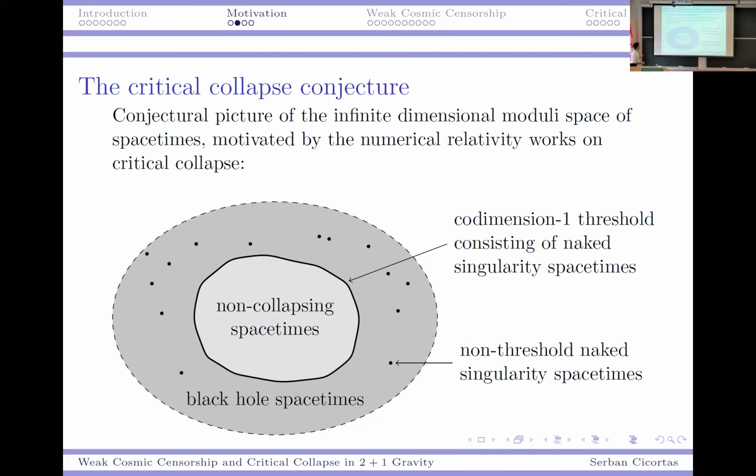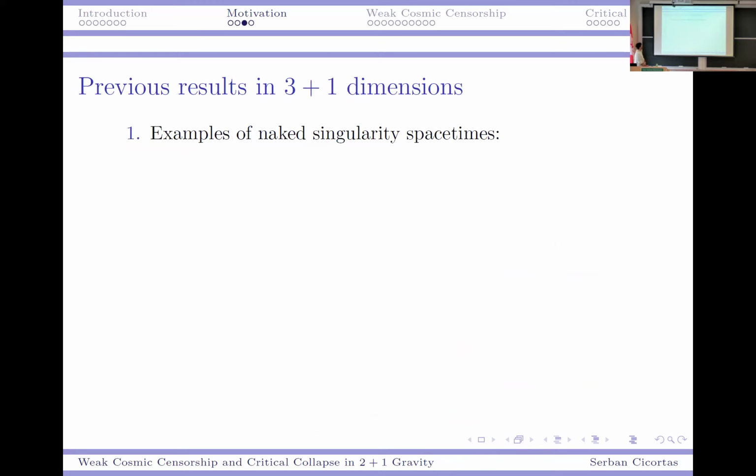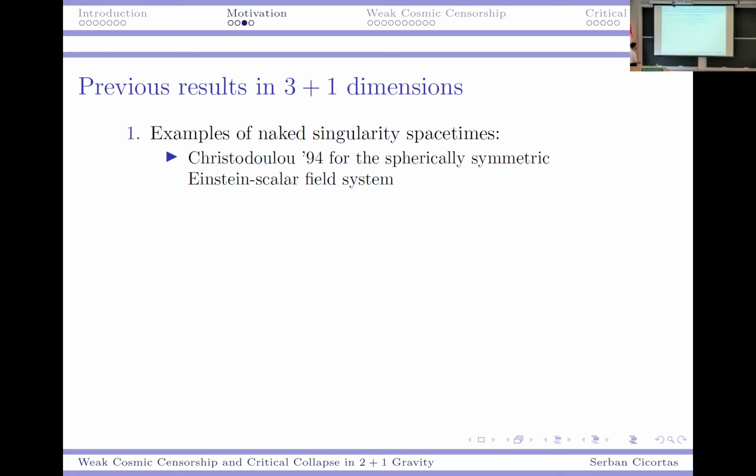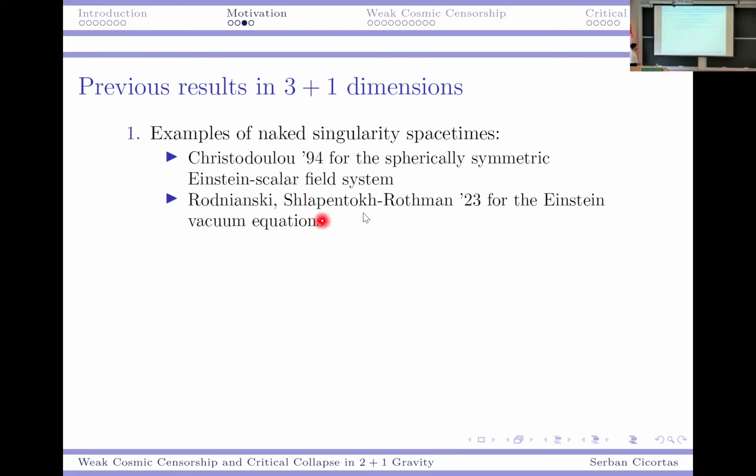Okay, so let me tell you about what's actually been done for the three questions that I asked before, and I'll start with work in 3+1 dimensions. First of all, on the question of constructing examples of naked singularities, there's famous work of Christodoulou from '94, who constructed an example for the spherically symmetric Einstein scalar field system. And then much more recently, there's work of Rodnianski, Shlapentokh-Rothman in '23, who constructed examples of naked singularities for the Einstein vacuum equations. Notably, if you work with the Einstein vacuum equations, you're not working in spherical symmetry, so you have to do a lot more to construct such examples.